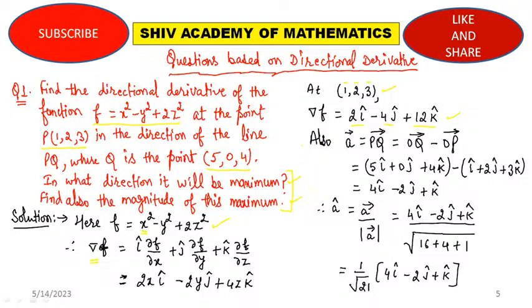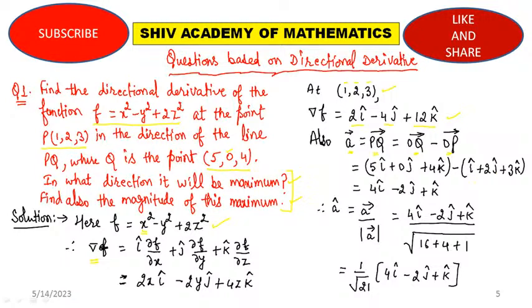And because we have to find this directional derivative in the direction of the line PQ, we find the vector in the direction of this line PQ. You know this formula: A equal to PQ. So we compute OQ minus OP, and OQ is what? Because Q is the point (5, 0, 4), it is 5 i cap plus 0 j cap plus 4 k cap, because the y coordinate is 0.